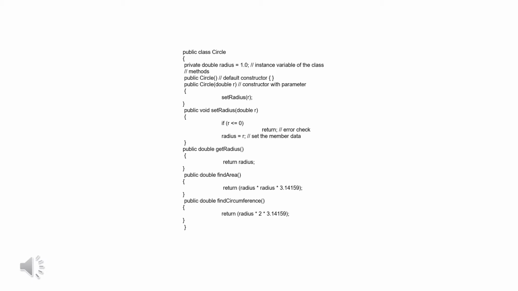So as you see, radius is actually the variable for the class, and these actions, meaning computing the area or computing the circumference or assigning the value to the radius, they are actions, right? So they are the methods of the class, okay?